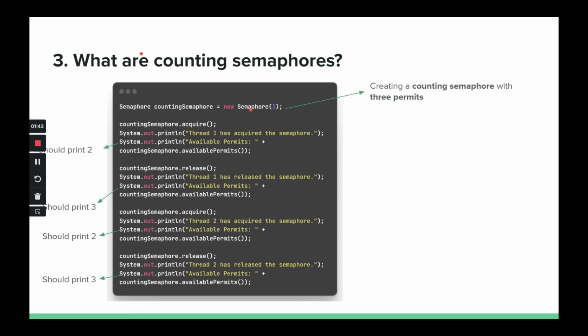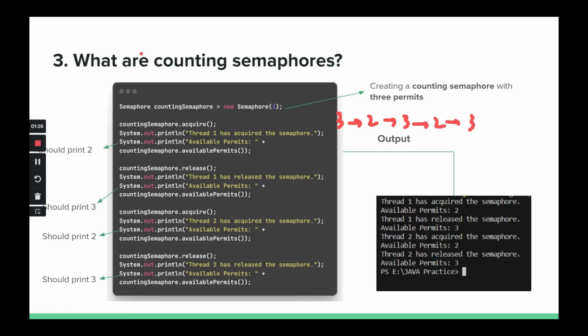If you are doing the acquire, now 3 becomes 2 because you have done the first acquire. Now again you are trying to do a release. When you try to release, it should again go back to 3. Again if you acquire, it should go back to 2. Again if you release, it should go back to 3. So this is what we are trying to achieve over here, where you have the number of permits greater than 1 and your threads can acquire and release accordingly.